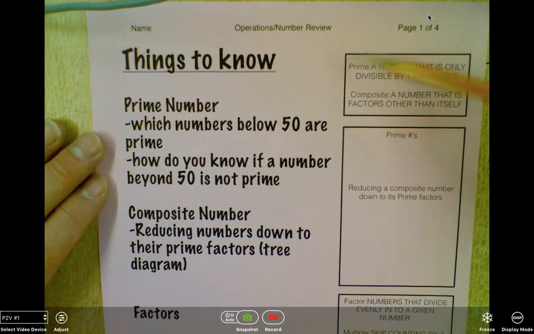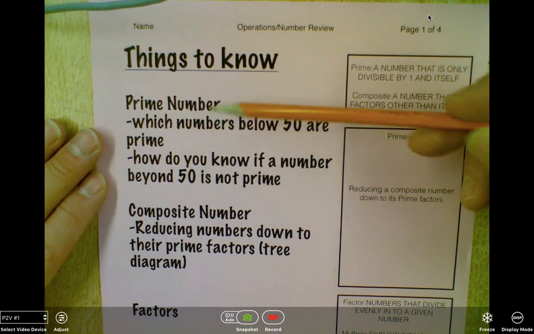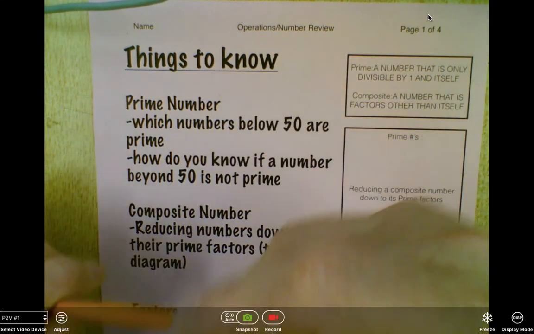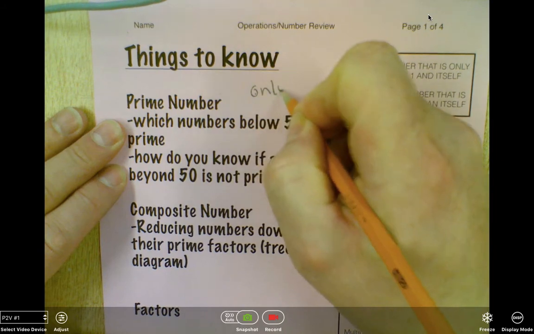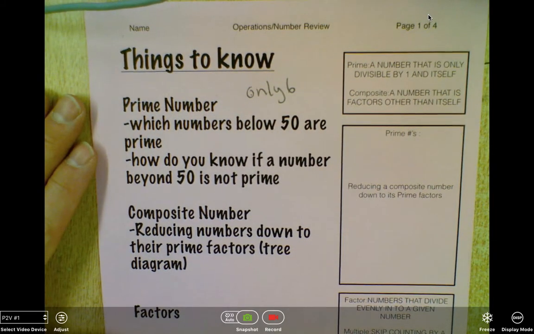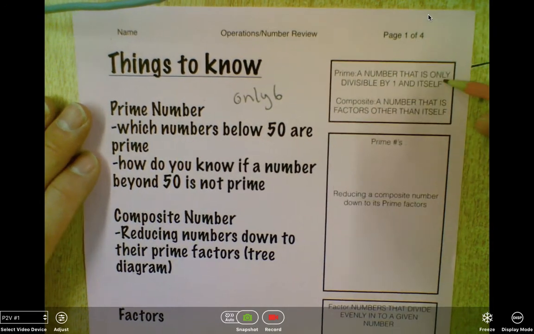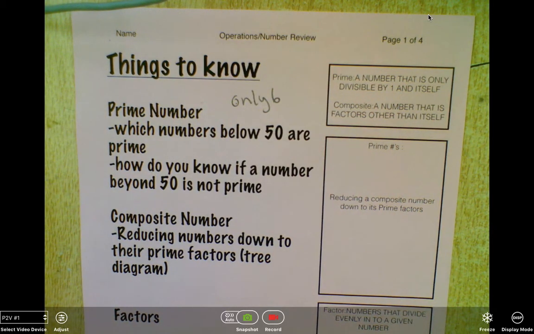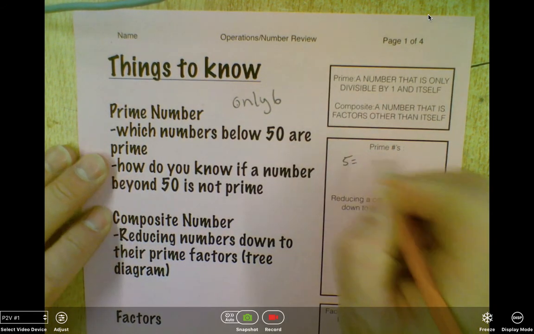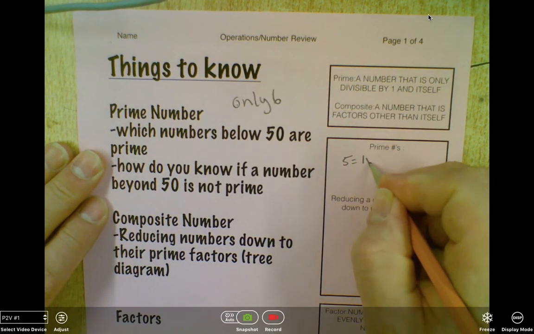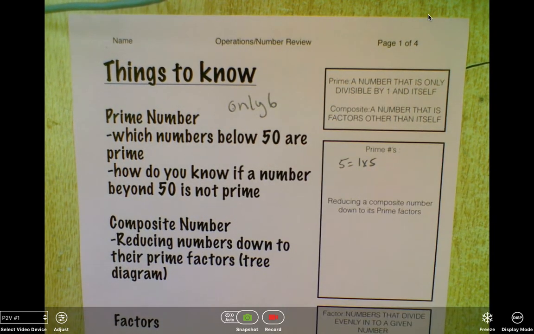So let's start off. The first half of this part on prime numbers and composite numbers is only grade 6. So only grade 6s need to worry about this. Let's start off with a definition of a prime number. A prime number is a number that is divisible by only 1 and itself. So for example, let's go for the number 5. The only way to make a 5 is 1 times 5. 1 and 5 divide evenly into 5, but nothing else does. So 5 is a prime number.